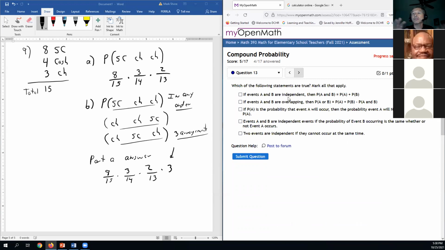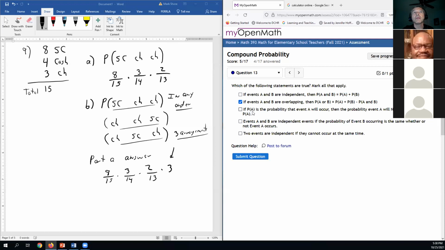This one, if things are independent, that's where you multiply things together. It's not this. So this is not true. If events A and B are overlapping, then the probability of A or B is equal to, you add up your 2 probabilities and you subtract off those that have been counted twice. That's what that means in terms of a formula right there. So that one's true, and everybody gets the same problem on this. So, I mean, you can just mark it down now if you want.